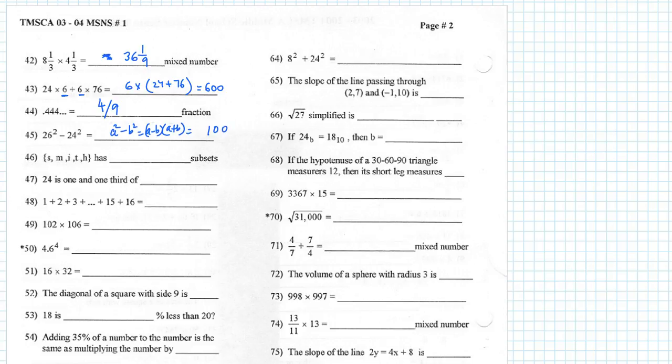Question 46. This set has how many subsets? So this has 5 elements. So the number of subsets will be 2 to the power 5, which is 32.